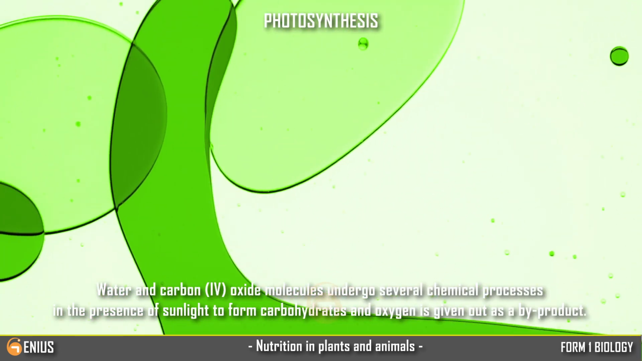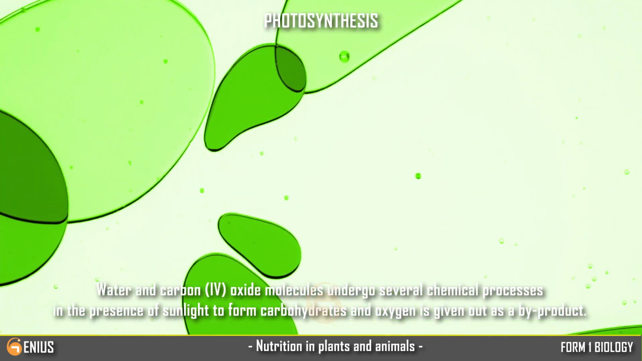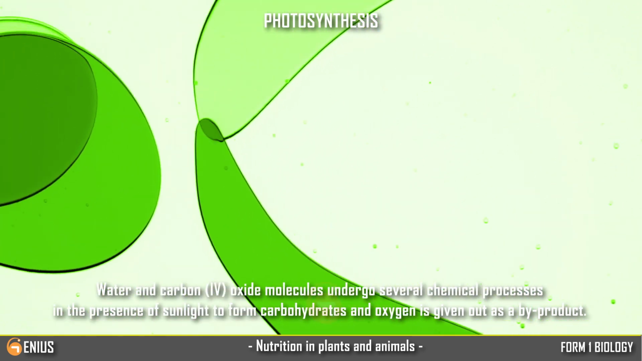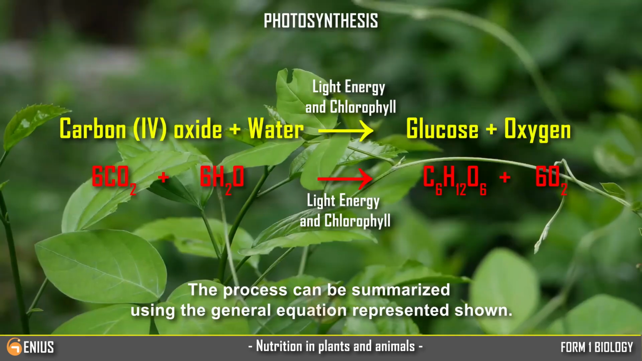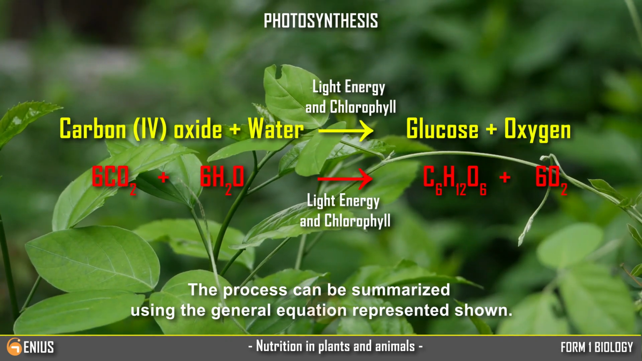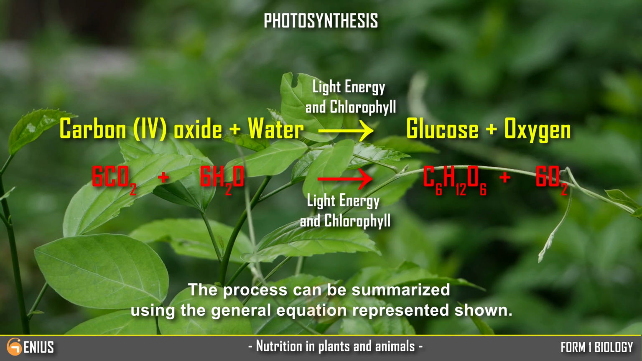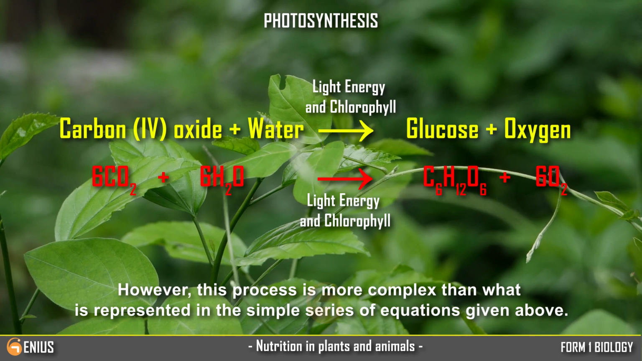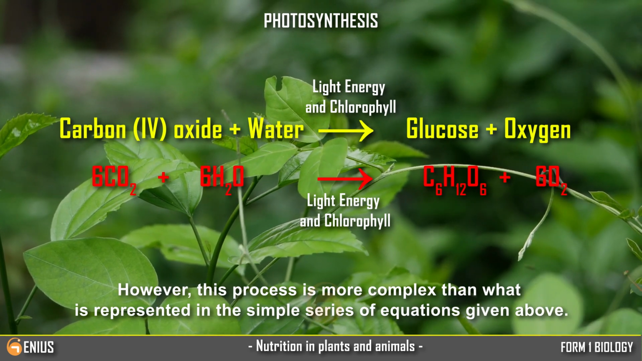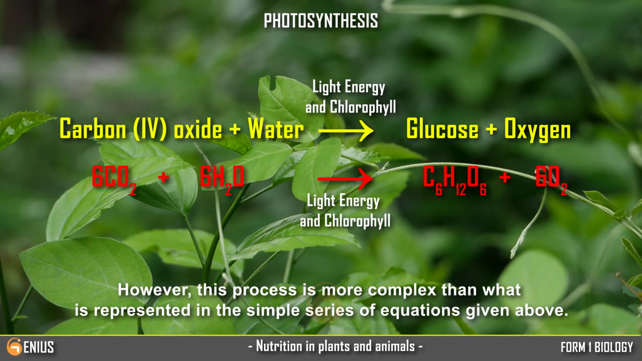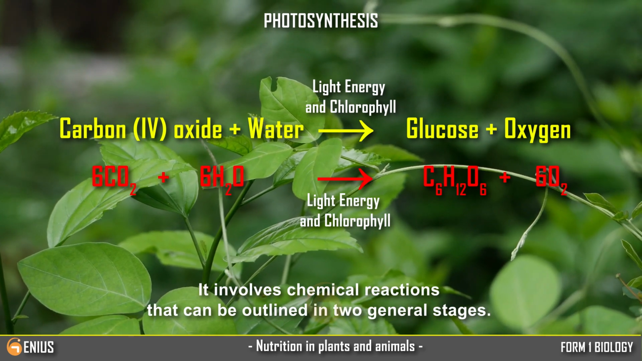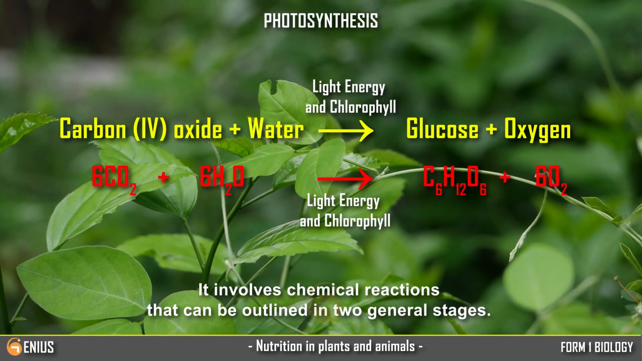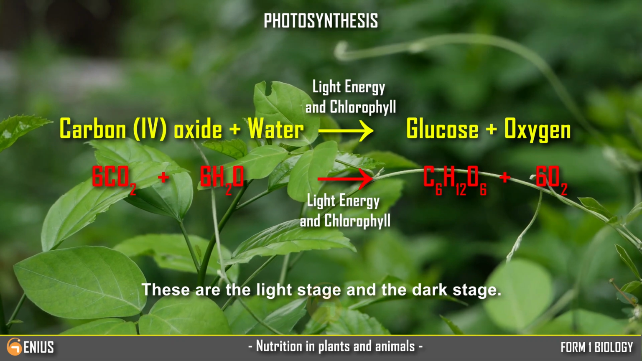Water and carbon dioxide molecules undergo several chemical processes in the presence of sunlight to form carbohydrates, and oxygen is given out as a byproduct. The process can be summarized using the general equation represented as shown. However, this process is more complex than what is represented in the simple series of equations given above. It involves chemical reactions that can be outlined in two general stages. These are the light stage and the dark stage.